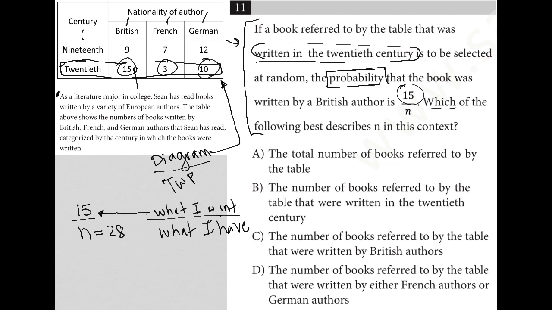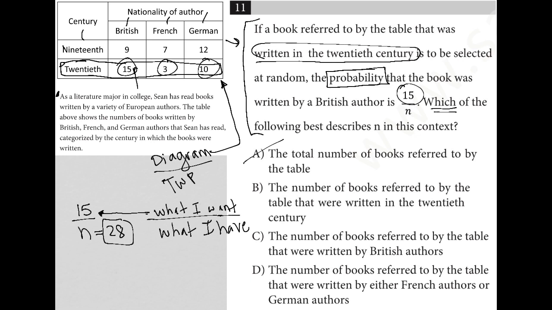So the question goes on to say, which of the following best describes n in this context? All right, well, we know what n is, so let's see what answer choice matches what we already know. Choice A, the total number of books referred to by the table. So 28 is the total number of books referred to by the table in the 20th century, not the total number of books in the whole table. So choice A is gone, right? Because choice A would include the 19th century.